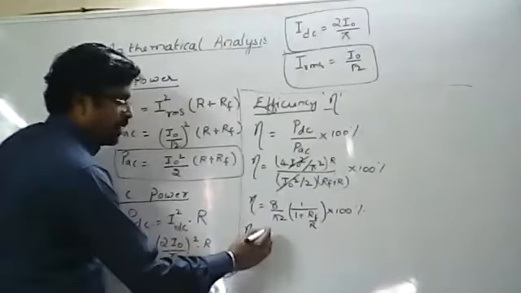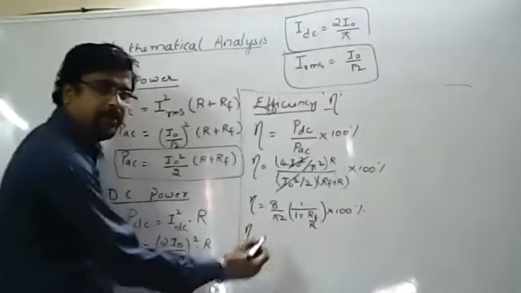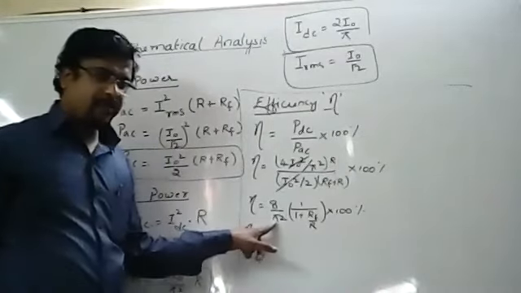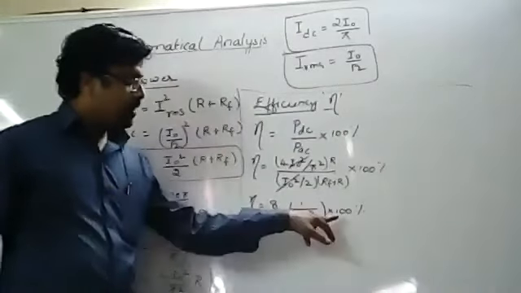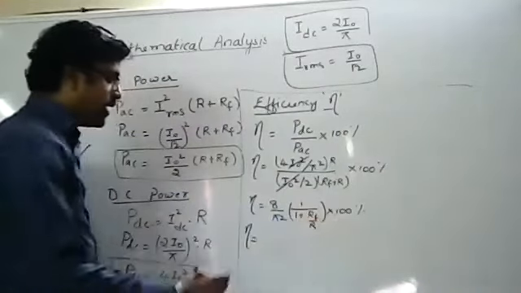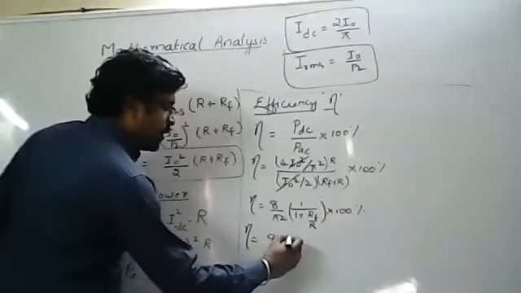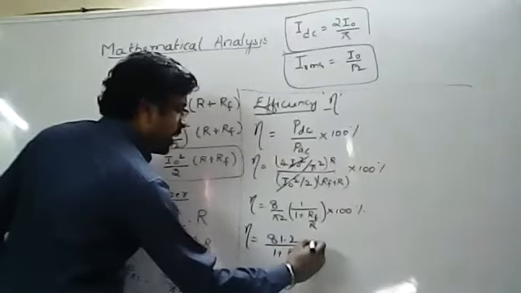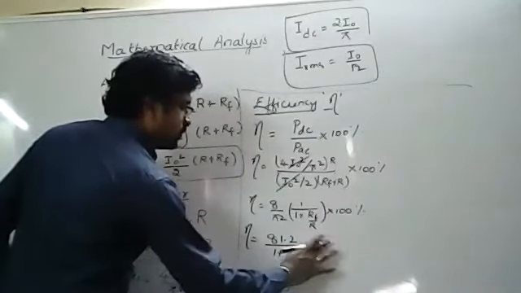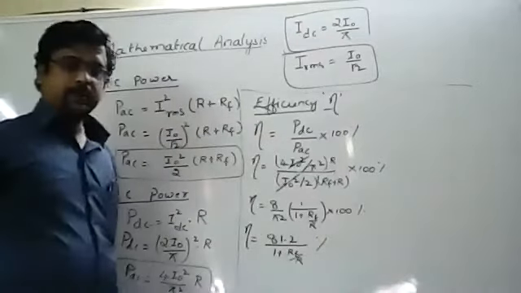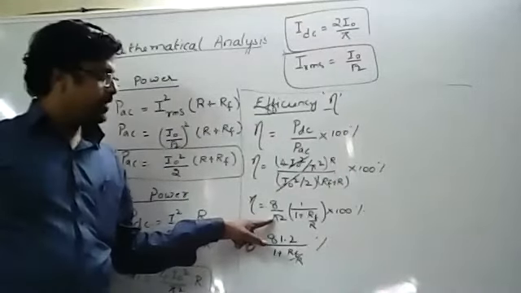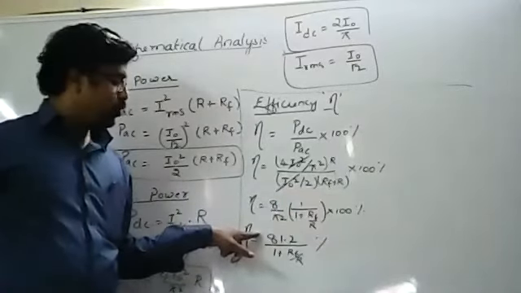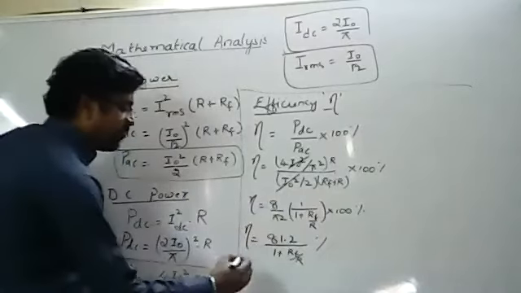Then substitute the value of pi. Pi value is 3.14 or 22 by 7. Substitute the value of pi, square it, multiply by 100. Then I will get 81.2 by 1 plus RF by R into 100%. Followed? So substitute the value of pi, square it, calculate into 100. I will get 81.2 by 1 plus RF by R.